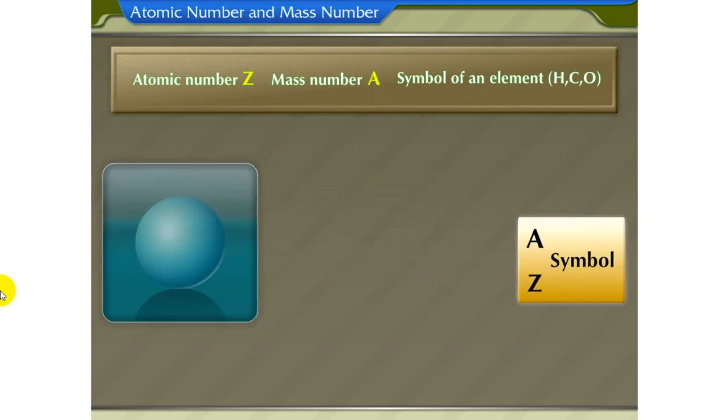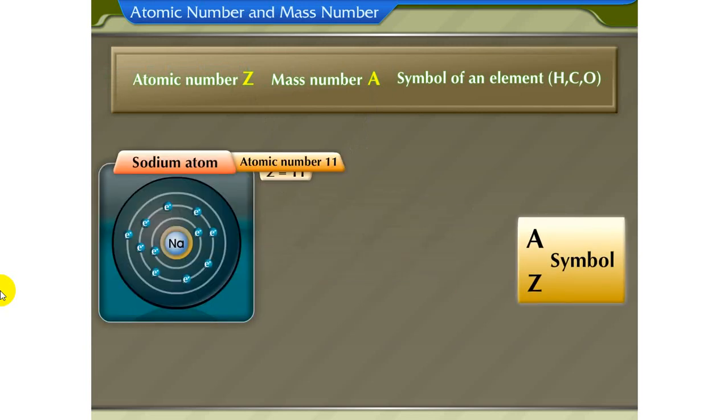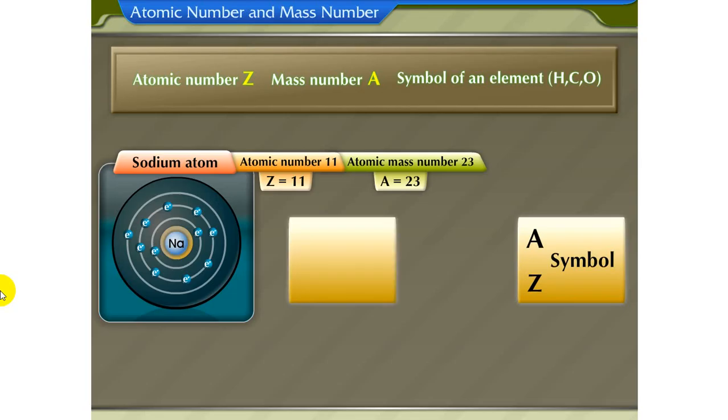For example, sodium has atomic number 11 and atomic mass number 23. Therefore, it is represented as Na with superscript 23 and subscript 11.